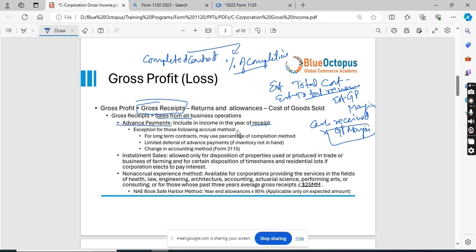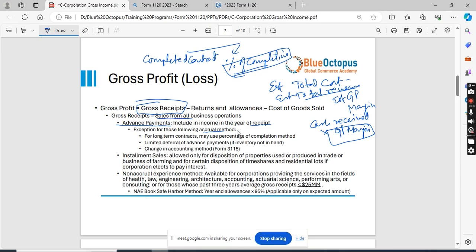That gross profit margin will become your current year sale or current year income that you have to show in gross receipts. Understood? So as per long-term contracts, accrual method people can use percentage of completion method. It is not available for cash method. So for cash method, obviously whenever you are receiving the cash, you have to report it.